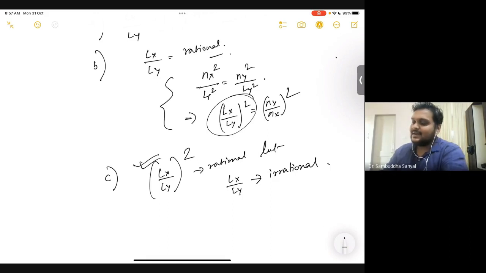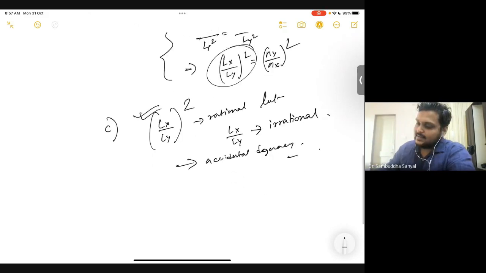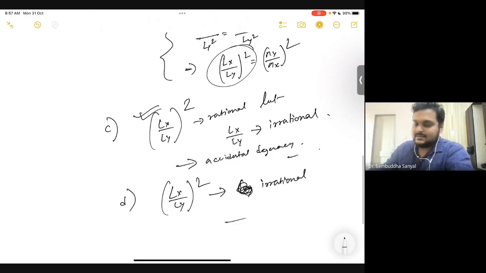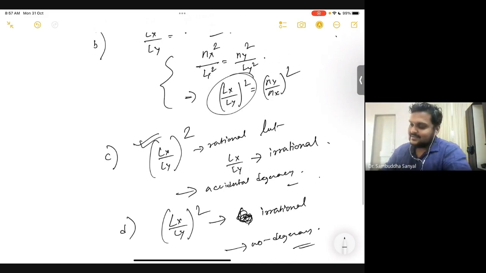But if you have the ratio irrational, then you will find there is no way to connect these two things by a rotation or anything. So this is an example of an accidental degeneracy. And then it can happen that your Lx by Ly squared itself is set to be irrational. Then there is no degeneracy, of course, because then you cannot find such a pair of integers whose ratio of squares is going to be irrational. So these are all the possibilities.